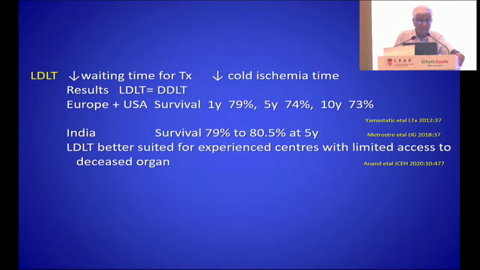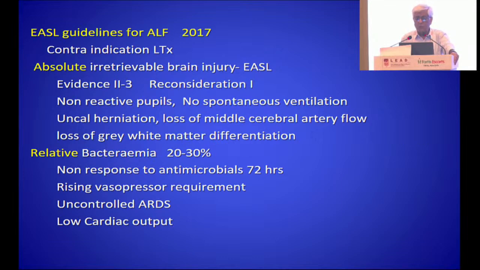LDLT in India is more common, and results are almost the same between LDLT and DDLT, and survival is about 79 to 80%, but it should always be done in experienced centers. So what are the guidelines of EASL in 2017? The only contraindication that they mentioned is irretrievable brain injury. That means non-reactive pupils, no spontaneous ventilation, uncal herniation, loss of middle cerebral artery flow, etc.